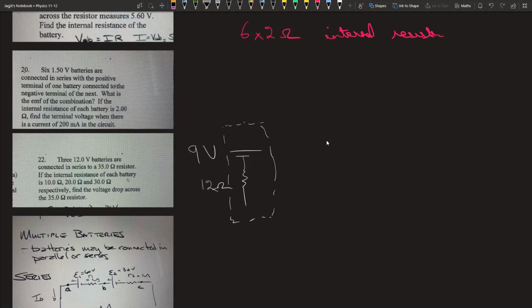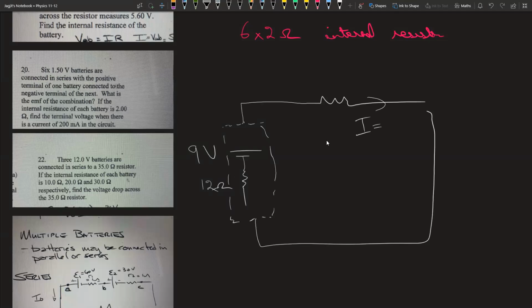Okay, what is the EMF of the combination? That is 9 volts. If the internal resistance of each battery is 2 ohms, find the terminal voltage when a current of 200 milliamps is passed through the circuit. So there is some resistor. We don't care about what that resistor is because it told me the current that goes through this. It told me that the current that goes through is this 200 milliamps, which is essentially 0.2 amps.